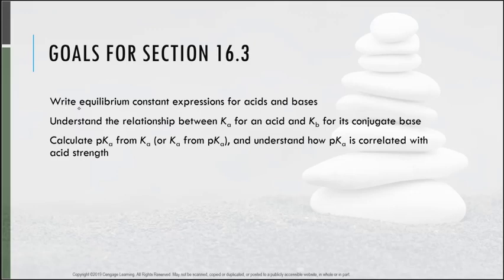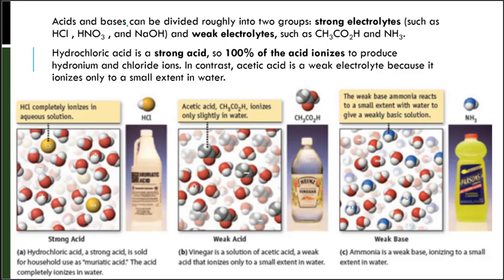In this section we will write equilibrium constant expressions for acids and bases, understand the relationship between Ka for an acid and Kb for its conjugate base, calculate pKa from Ka or Ka from pKa, and understand how pKa is correlated with acid strength. So acids and bases can be divided roughly into two groups: strong electrolytes like hydrochloric acid, nitric acid, sodium hydroxide, and weak electrolytes like acetic acid and ammonia.